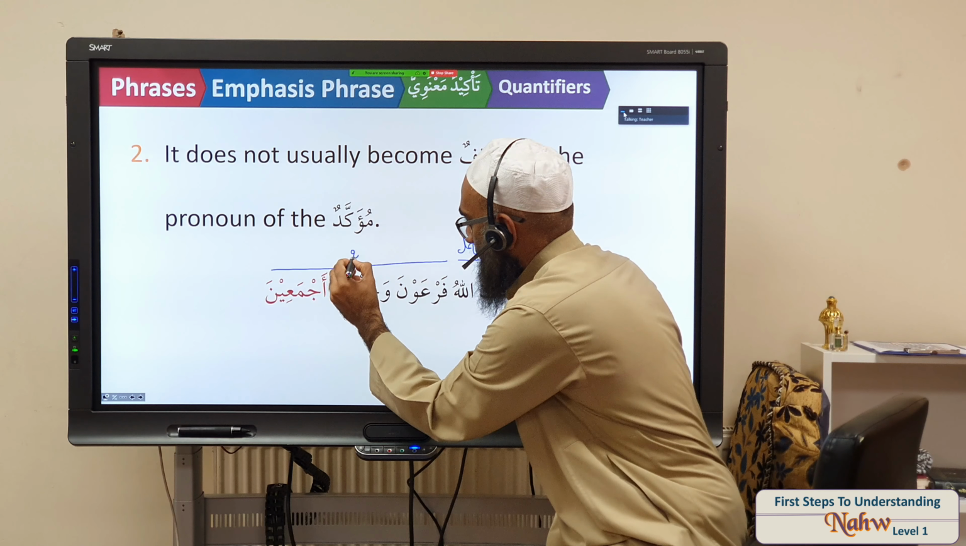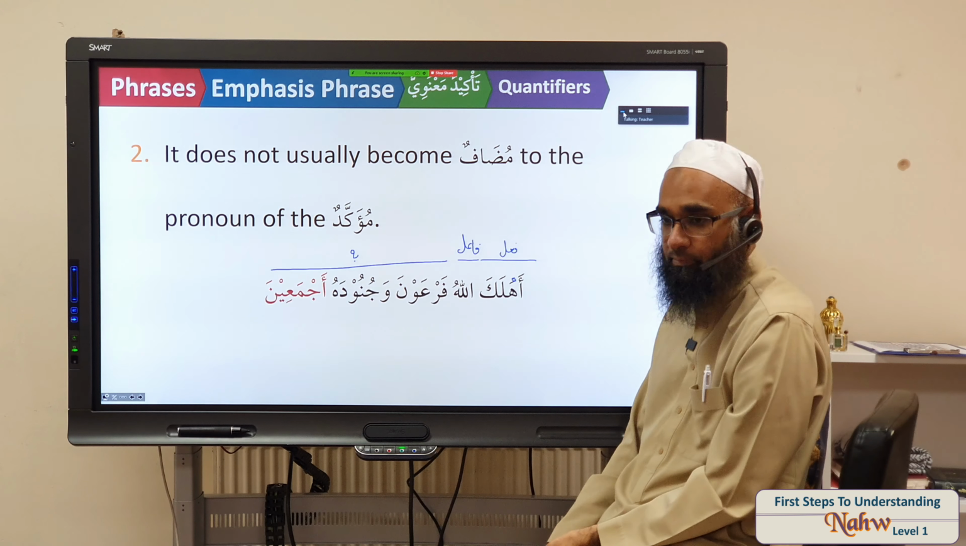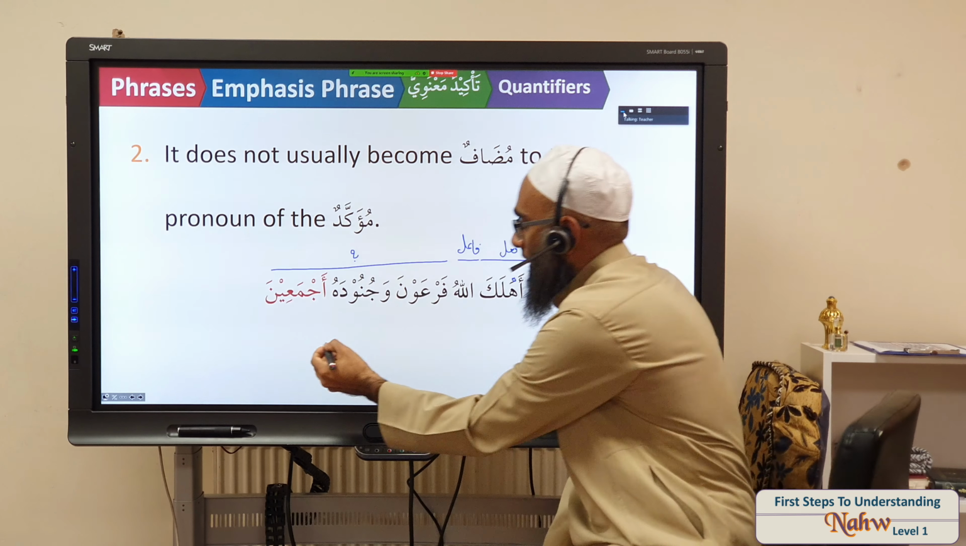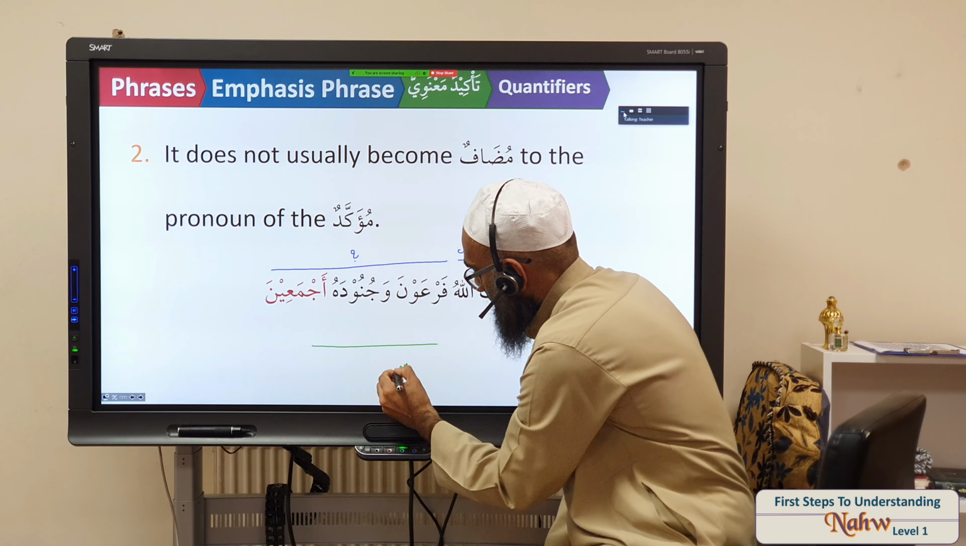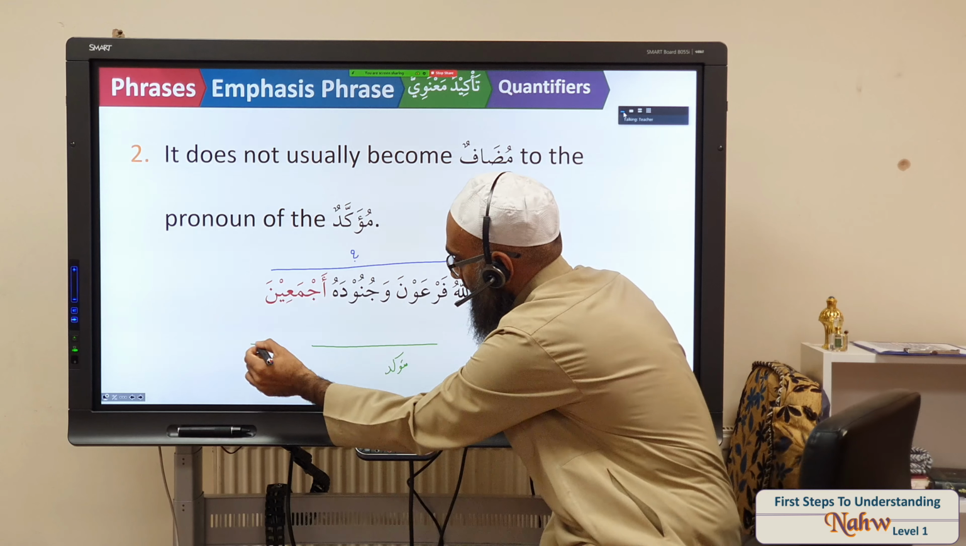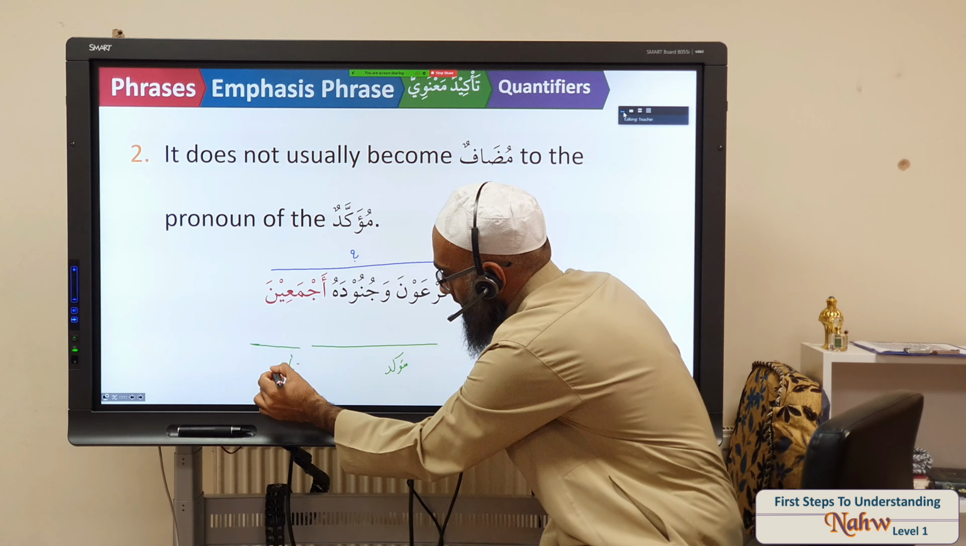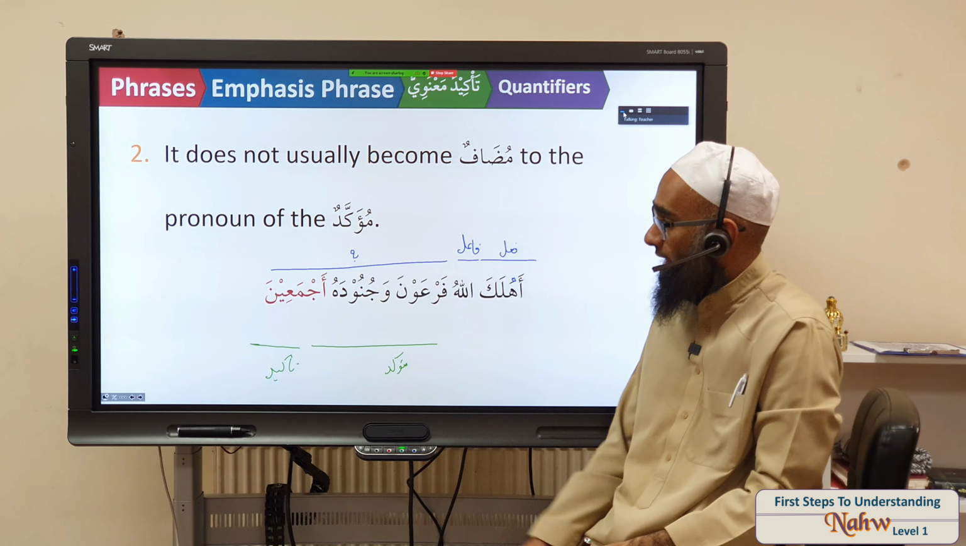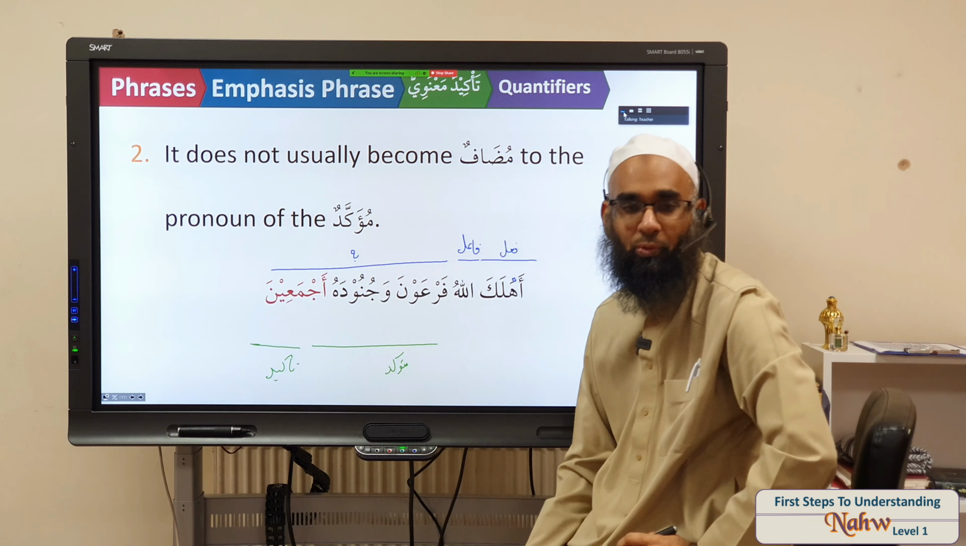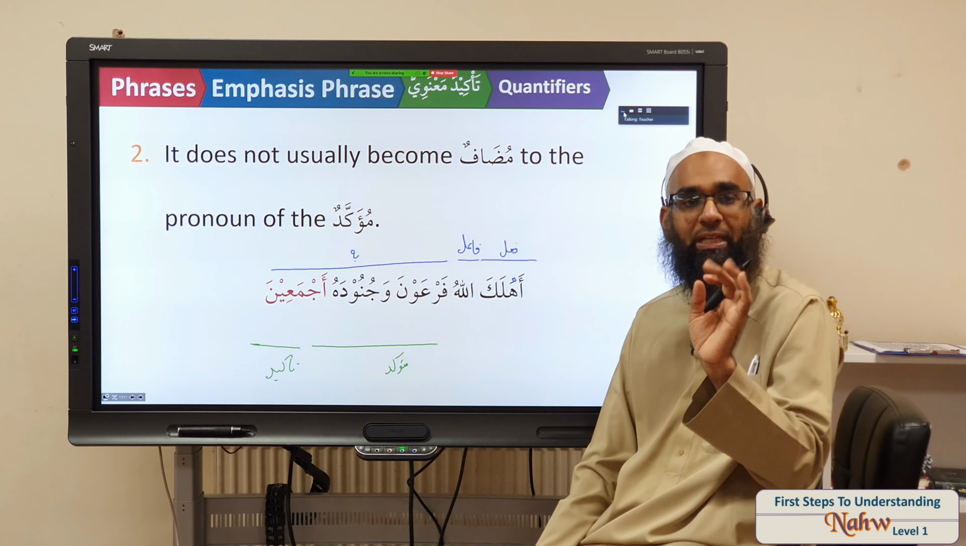As maf'ul bihi. Very good. Now what's being emphasized? Fir'aun wa junudahu becomes the mu'akkad, and ajma'in becomes the ta'keed. Now is this ta'keed mudaf ilayh? No. All the others are always mudaf ilayh.